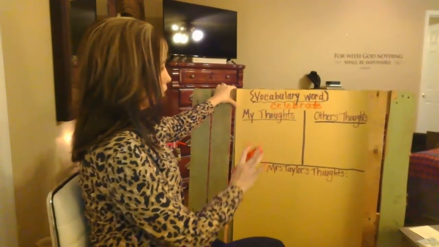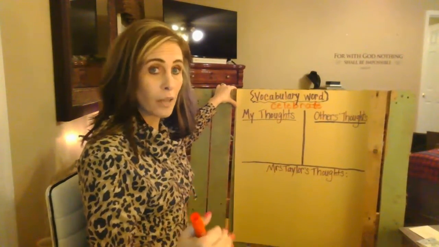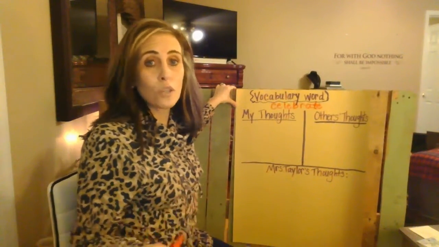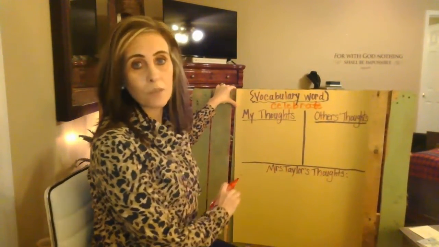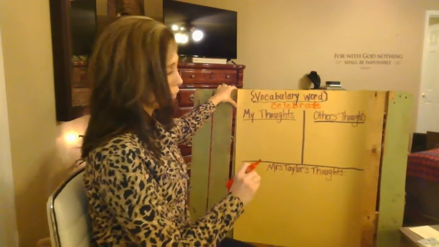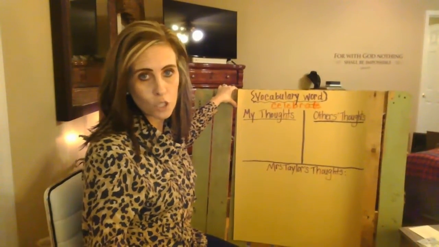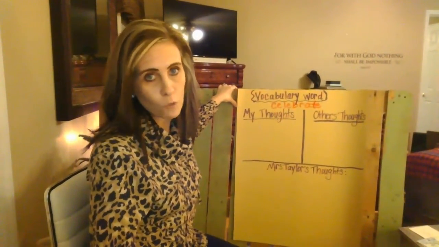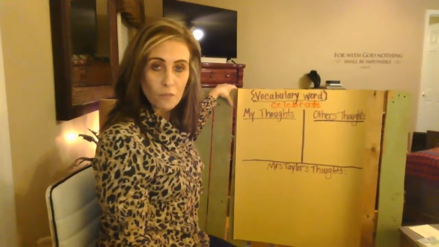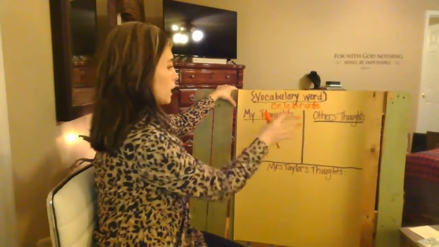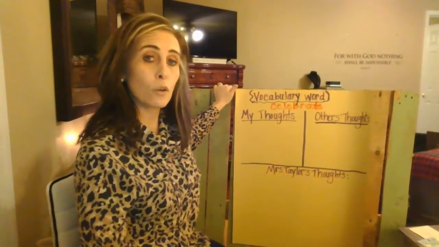So after you have gone around and figured out if they have a good meaning or not, this is where you're going to give your thoughts, Miss Taylor's thoughts. This is where I would give them the correct definition in kid-friendly terms, because you don't want some long, drawn-out definition that's not going to be very meaningful to them. So you would give your thoughts, and then they would write the real definition, depending on what those words mean. So you can do that.